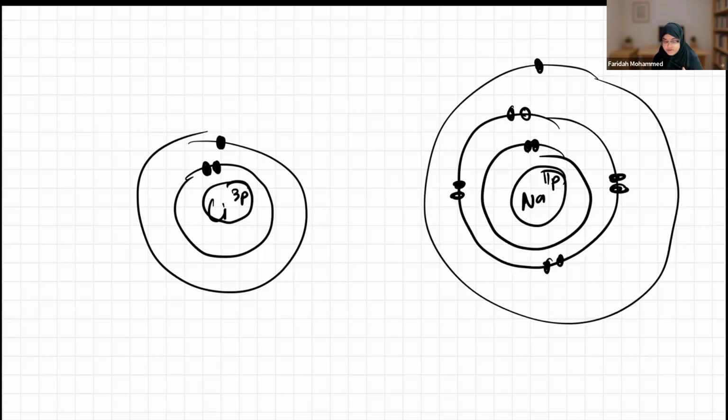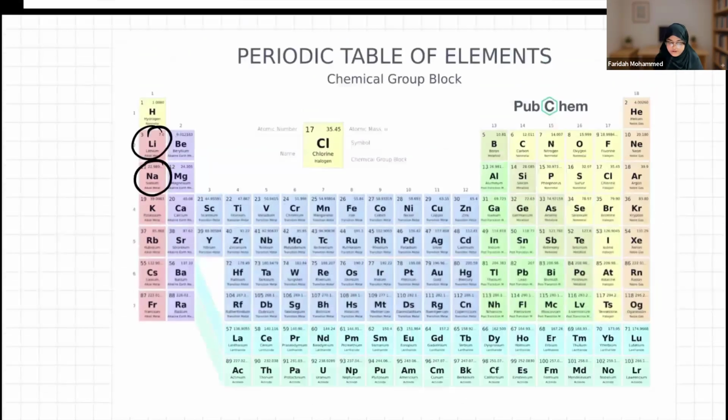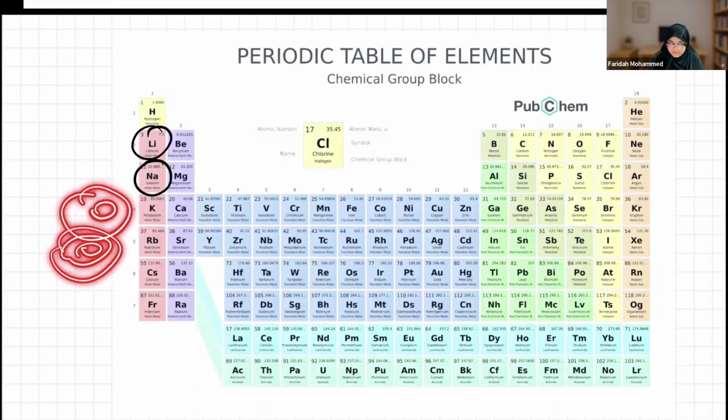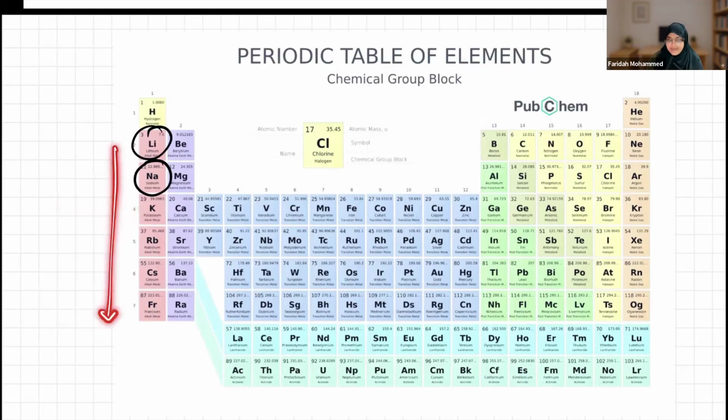So guess what? As you go down the group, you are increasing the number of shells. As you increase the number of shells, what's going to happen? The size will become bigger. As you go down, the number of shells increases and the size becomes bigger.